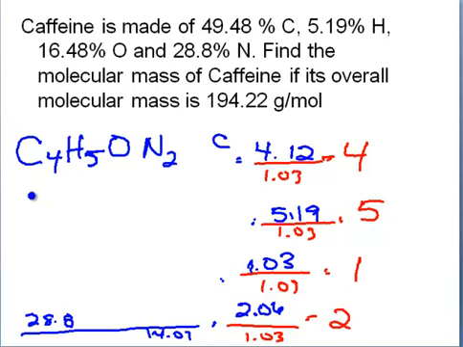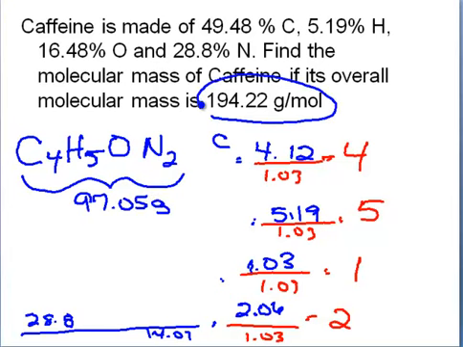Now, let's find the molar mass of that empirical formula. So I take 12.01 times 4 plus 5 times 1, which is 5, plus 16 plus 28.01, and I get 97.05. So my molar mass is 97.05 grams.